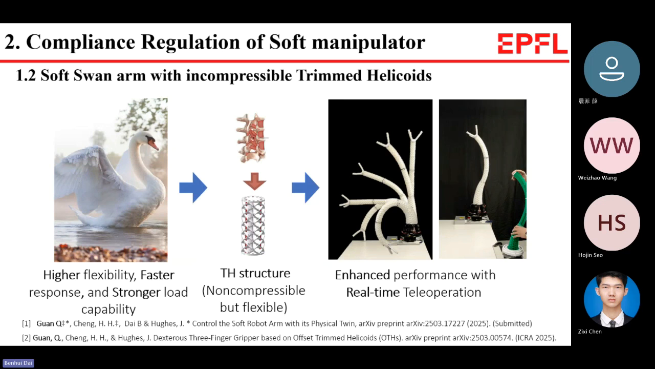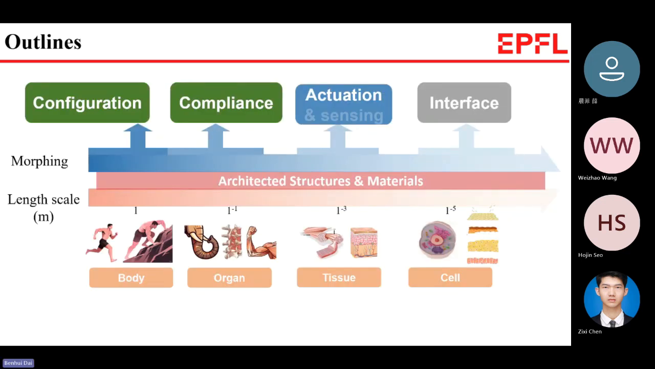This mimics the property of the swan neck to provide higher flexibility and faster response and stronger load capability. This is particularly crucial for applications like real-time teleoperation, where enhanced performance is essential. And if we expand this architected morphing intelligence to a smaller scale, such as tissue or structural material level, we can bring more possibilities, such as more complex actuation forms.